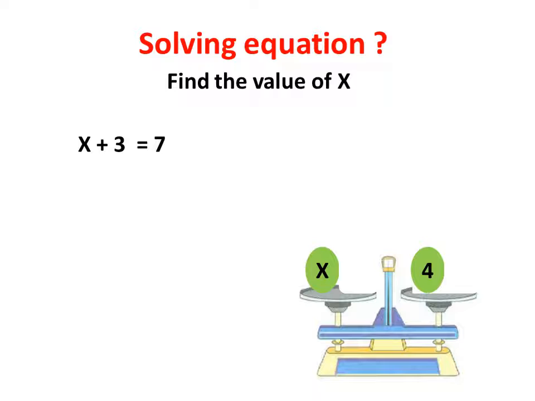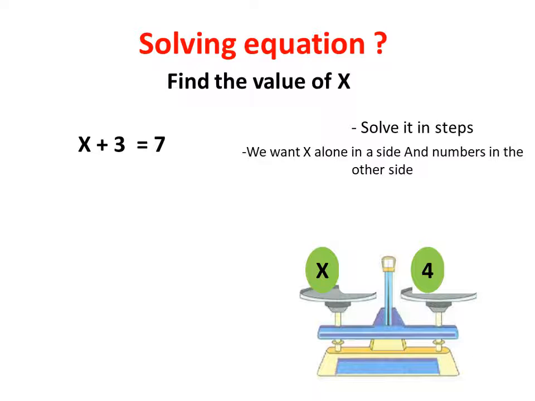By canceling it with the opposite sign or the opposite operation. What is the opposite operation of plus? It's minus. Okay, I add 3 to this x. I want to remove this 3 to get the x by itself in one term. Okay, so how can I solve in steps? We want the x to be alone in one side and the number in the other side. How can we do this?